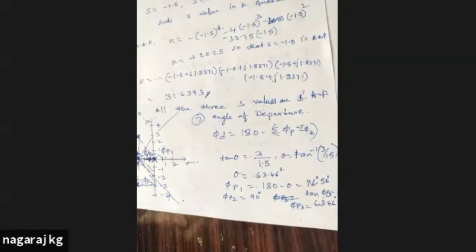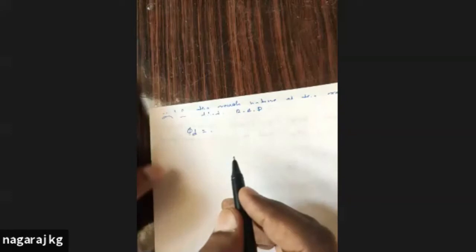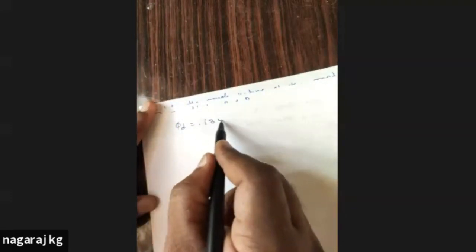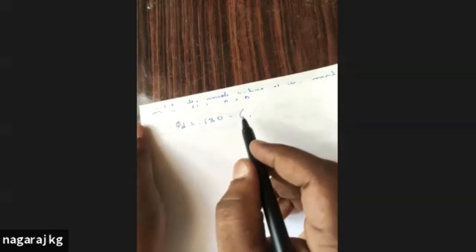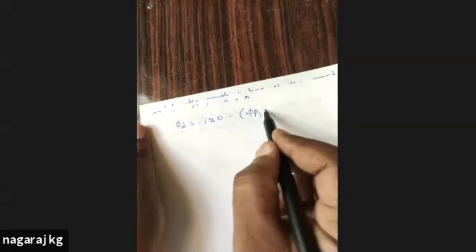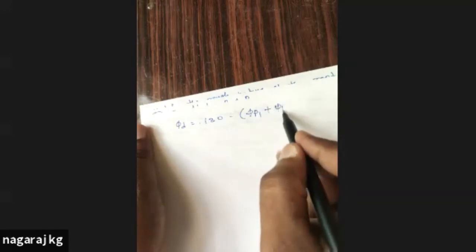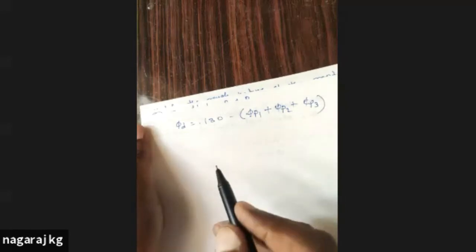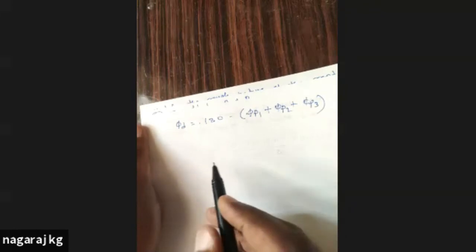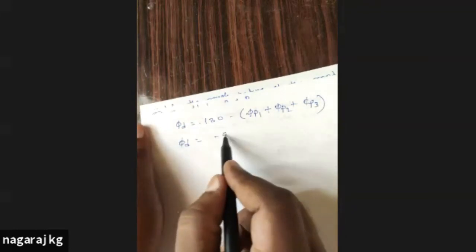When you substitute all these values in the equation, phi D is equal to 180 minus phi P1 plus phi P2 plus phi P3. When you add all three angles, you will get phi D equal to minus 90 degrees.